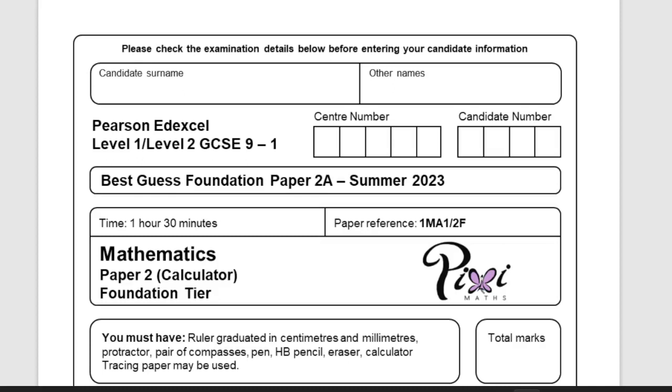Today we're looking at a fantastic set of papers produced by PixiMaths. Really good website. I use this a lot for my Year 11 revision. They've got fantastic scaffolded worksheets, good lessons with 3 levels, they call it a RAG rating. Really good results. And they've produced a fantastic set of predicted or best guess papers. Today we're looking at the foundation tier paper 2A. So they've produced 2 sets. This is the set A.